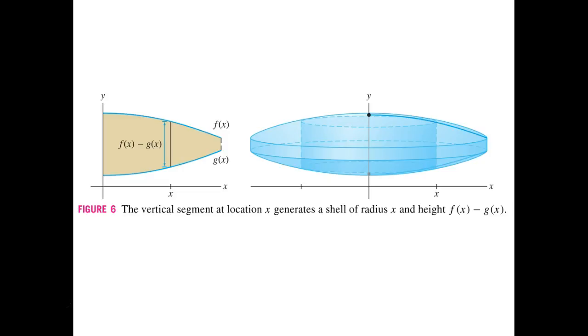And that's what they're showing here. This x here, that delta x that you do here, rotates around from plus x, rotates around here. The radius is x, so it's 2 pi x times f of x minus g of x, that's the height, times your delta x. That's your thickness. Okay? So that's how we will do this one.